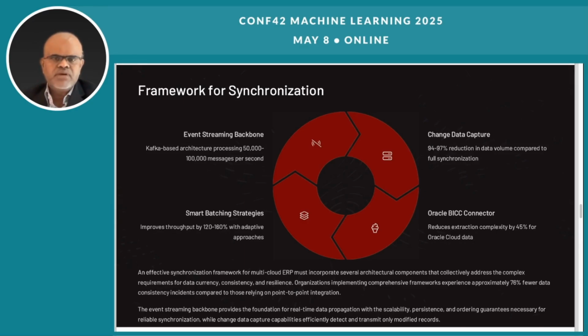If you look at these different architecture frameworks, Oracle has a connector which simplifies the extraction, thus reducing extraction complexity by 45%. Salesforce has change data capture, which reduces data volume by almost 97% compared to full synchronization. The event streaming backbone for Blue Yonder publishes the data, streaming it into Kafka, and processes almost 50,000 to 100K messages per second. Smart batching strategies improve performance by almost 120% with adaptive approaches.